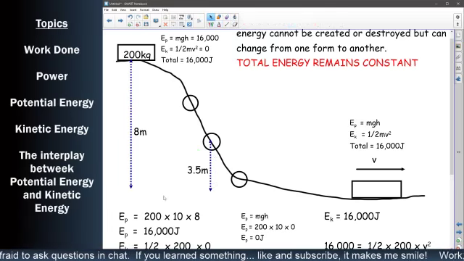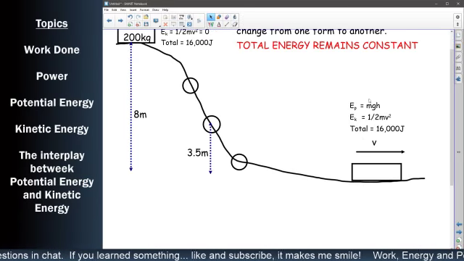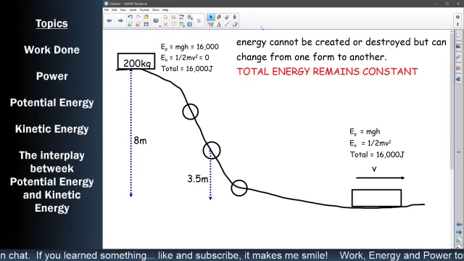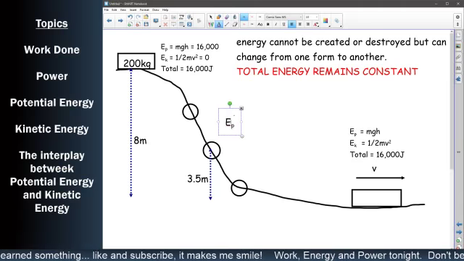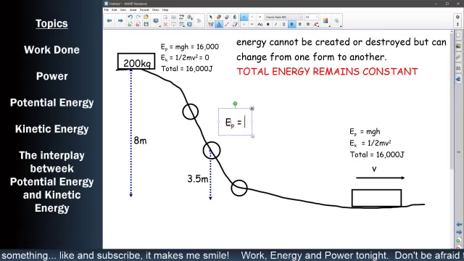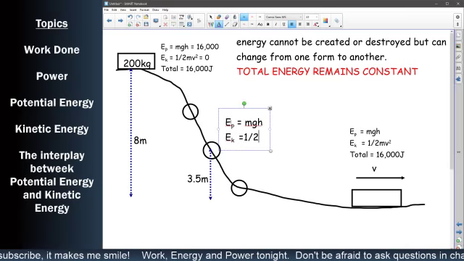Okay, so I'm going to clear out some of the unnecessary stuff here for this equation. I will leave that one in there. That might be useful. So what do we know? We know that it's going to have two forms of energy here. It can only have two forms of energy. That is EP equals mgh and EK equal to a half mv squared.